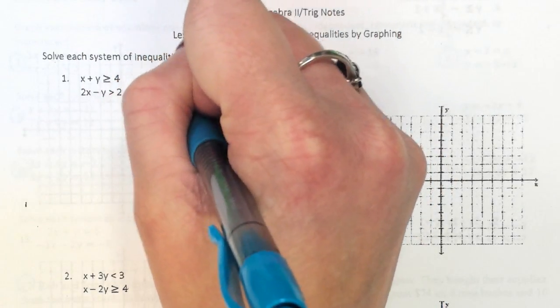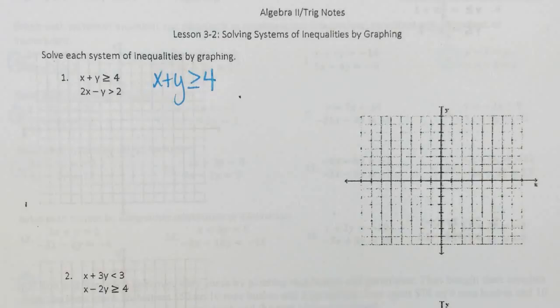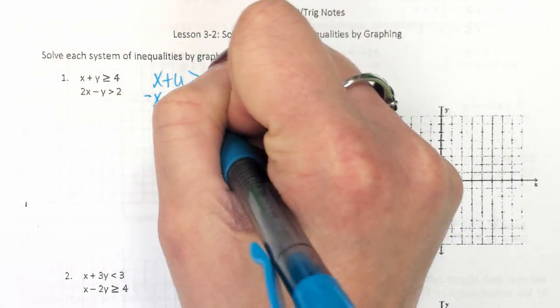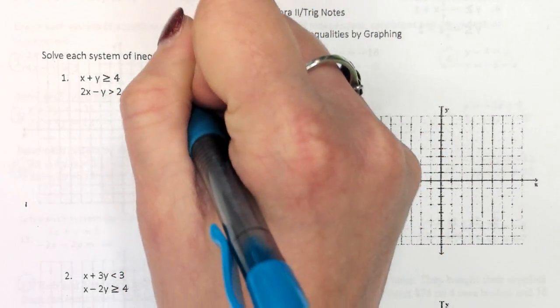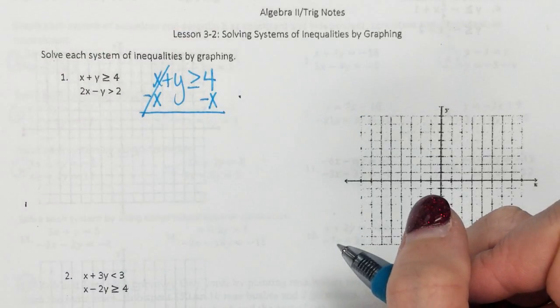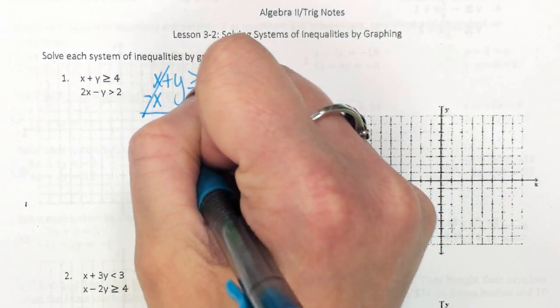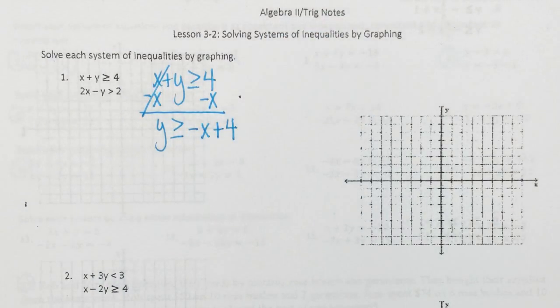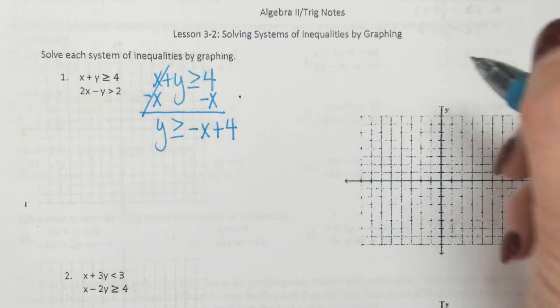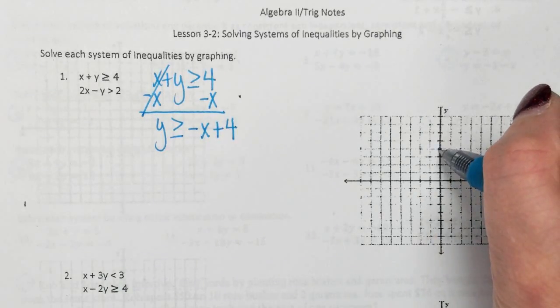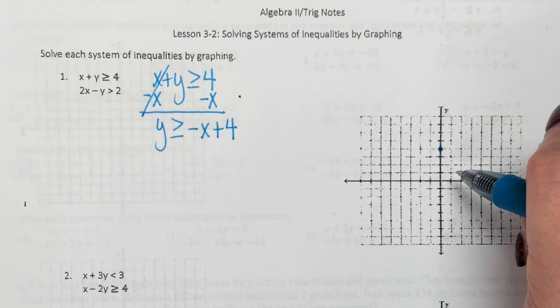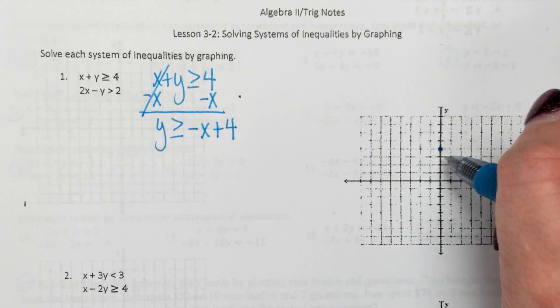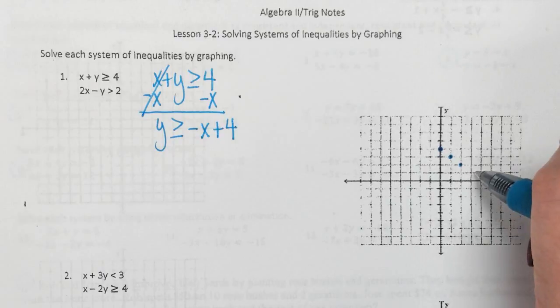So on the very first one, what do we have to do to that guy to get y by itself? Subtract the x. There you go. All right, so we've got y is greater than or equal to negative x plus 4. All right, so when we graph it, we're going to go up 4. Slope is negative 1, so we're going to go down 1 and right 1 all the way across.